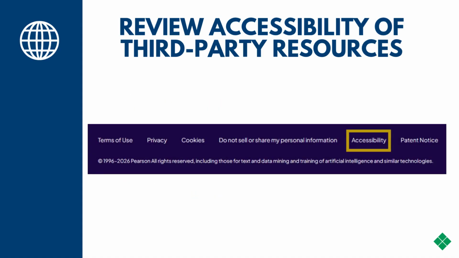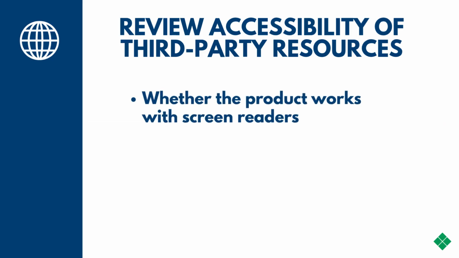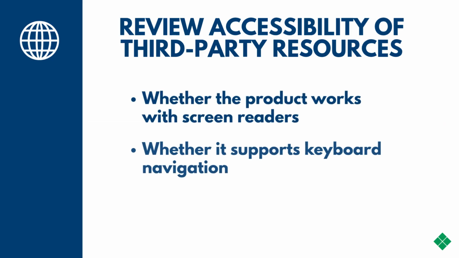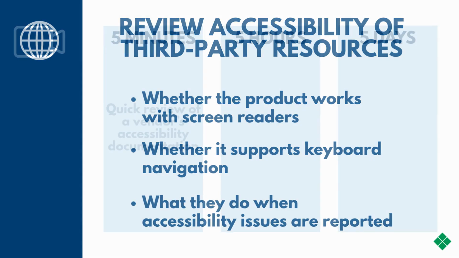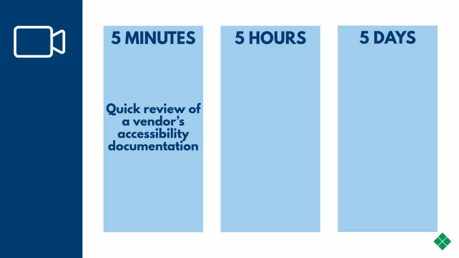You can also look for an accessibility statement on the vendor's website, or ask the vendor directly. Useful questions include whether the product works with screen readers, whether it supports keyboard navigation, and what they do when accessibility issues are reported. A quick review of a vendor's accessibility documentation might take 5 minutes. Fully evaluating a platform before a purchasing decision could take much longer.